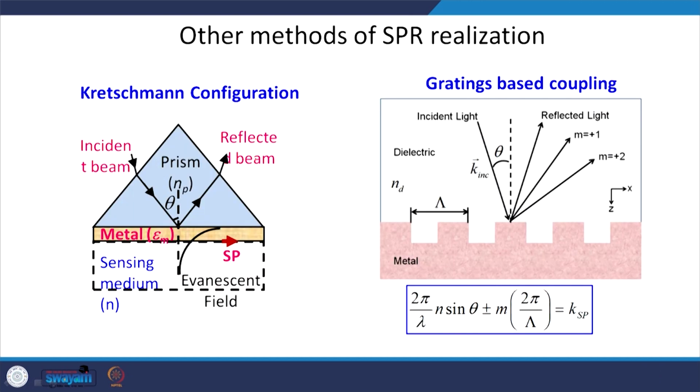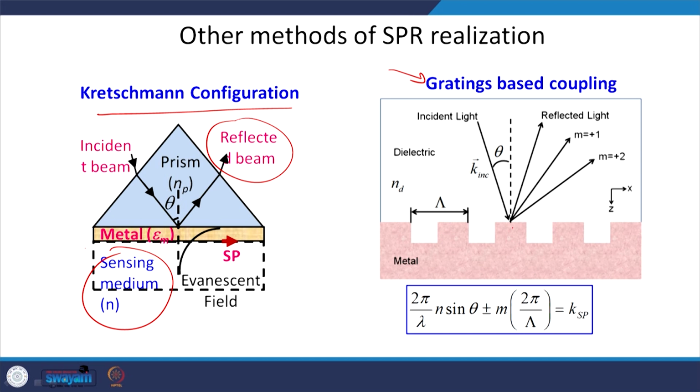There are other configurations. I already talked about the Kretschmann one. So, here you have an incident beam which excites evanescent waves, which eventually can couple to surface plasmon waves, and this dielectric medium can be used as a sensing medium. You can change the refractive index here and you measure the power in the reflected beam as a function of angle of incidence. The other method is grating based coupling, where light incident at an angle theta will have different orders of reflection, and these different reflected orders will have different wave vectors.